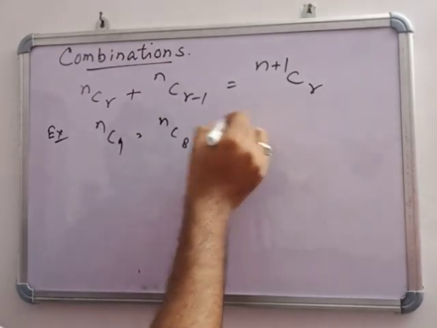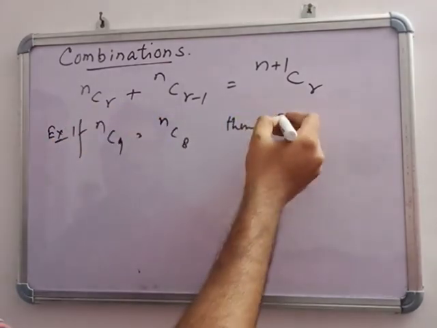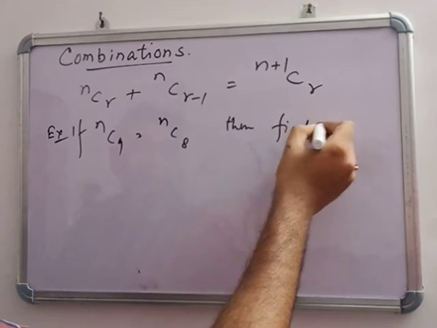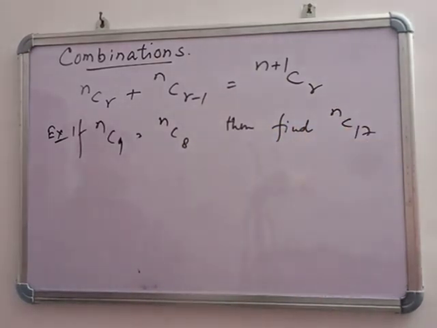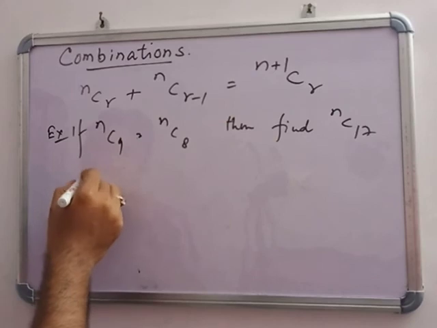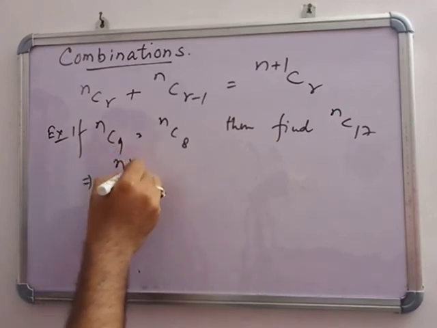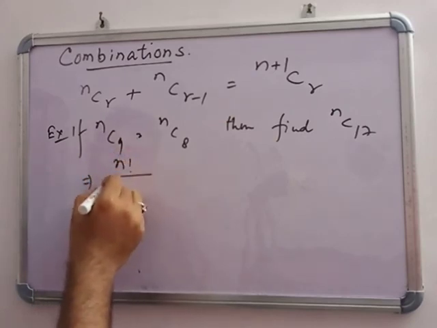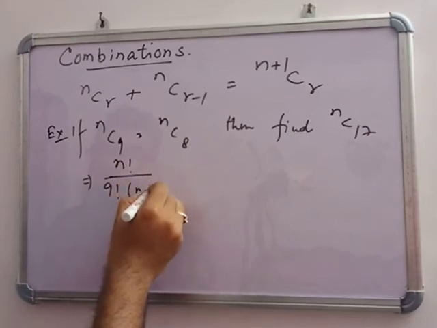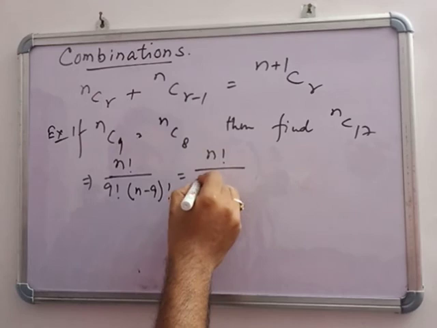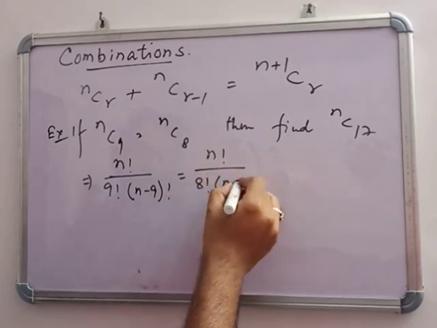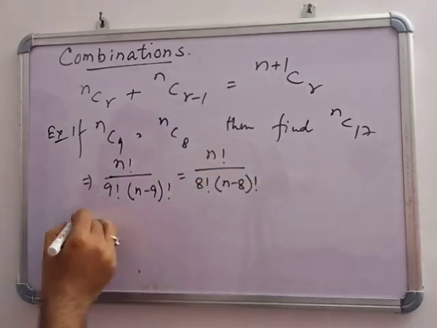Then find nC17. So this is given nC9 equals nC8, then find nC17. So what is nC9? nC9 means n factorial by 9 factorial into (n minus 9) factorial. Now what is the value of this? This is n factorial, 8 factorial and (n minus 8) factorial.